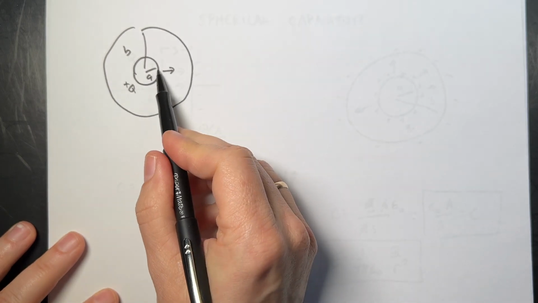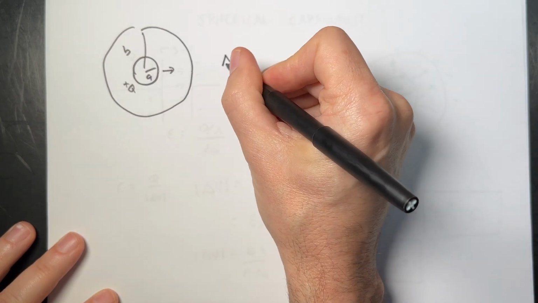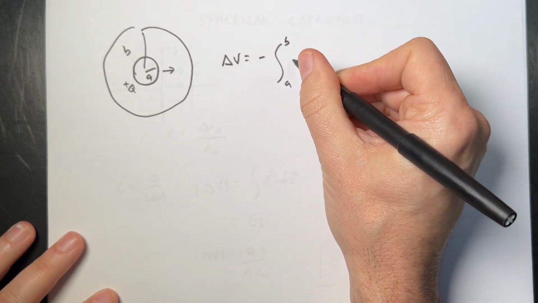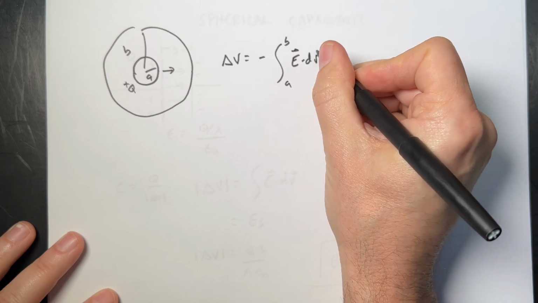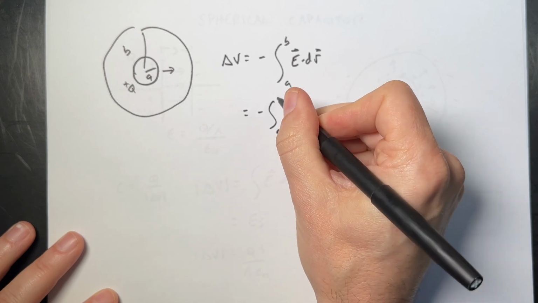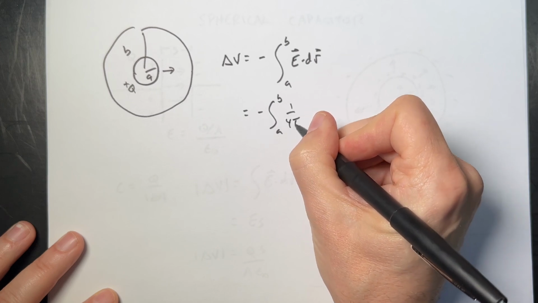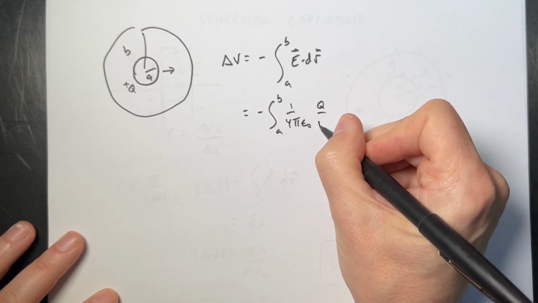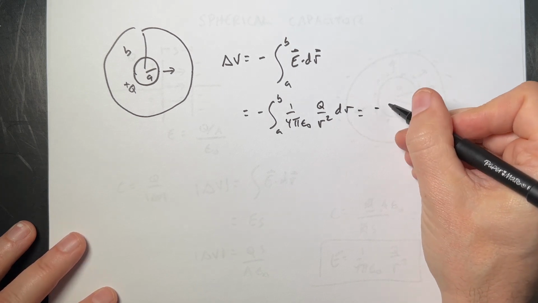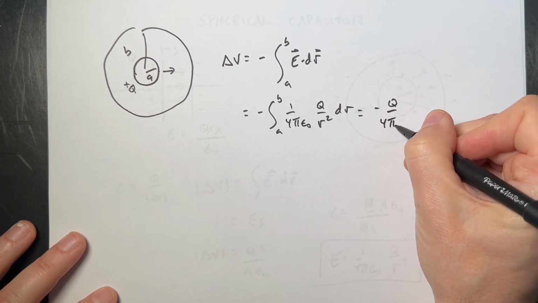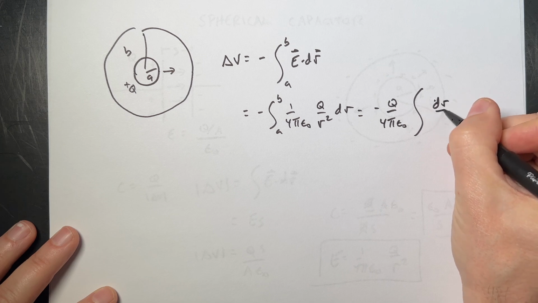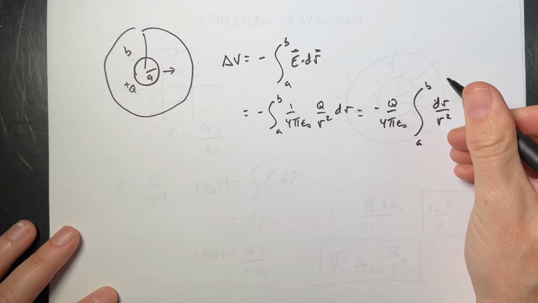I'm going to integrate from R equals A to R equals B, and I can say delta V. I'll write it out the long way. Negative integral from A to B of E dot dr. But E is in the direction of dr, so I can write this as negative the integral from A to B of 1 over 4 pi epsilon naught Q over R squared dr. Well, much of that stuff is constant. Negative Q over 4 pi epsilon naught, the integral of 1 dr over R squared from A to B.